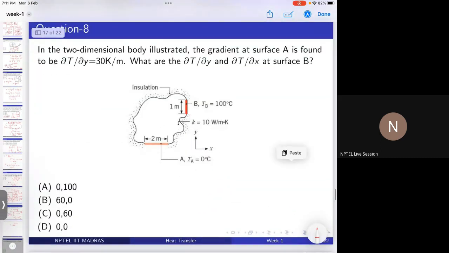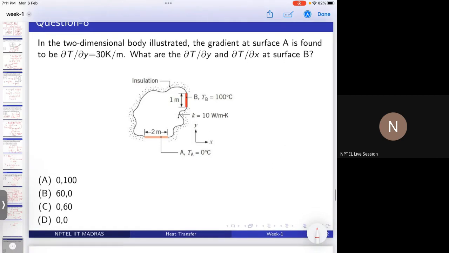Now we will go to the next question. It's a two-dimensional body. The gradient at surface A is found to be dou T by dou Y equal to 30 Kelvin per meter. And we have to find out the gradients dou T by dou Y and dou T by dou X at surface B.